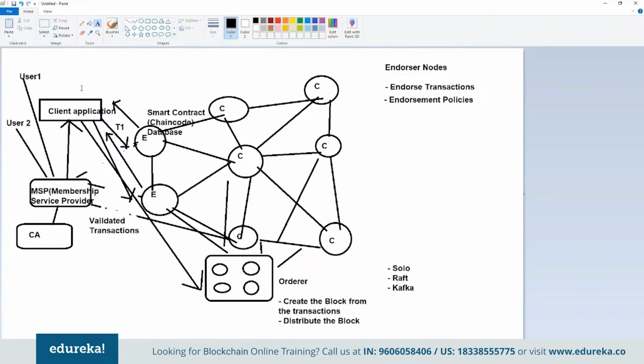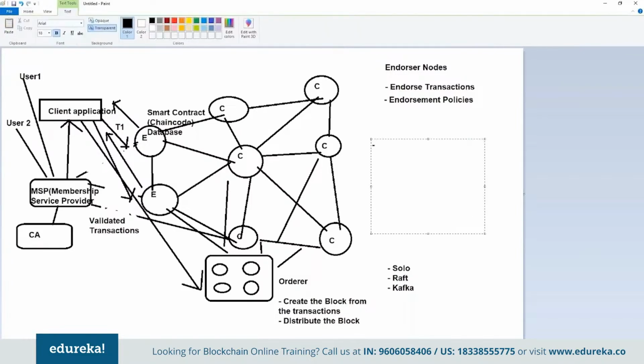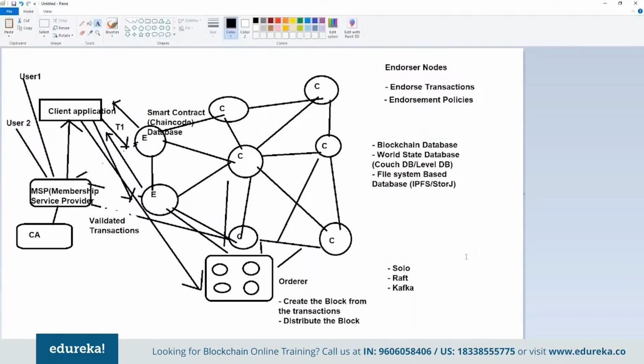So again, there are three categories of database here. One is your blockchain database. Second is your world state information, the world state database. The world state database can be CouchDB or LevelDB. And third is your file system based database, which is your external storage that can have your IPFS or CouchDB. So these are the different kinds of database that you can have in Hyperledger Fabric. Your blockchain database is the set of transactions or the blocks. The world state database is the recent state of all those transactions. So world state is also updated when you update the blockchain database transaction.